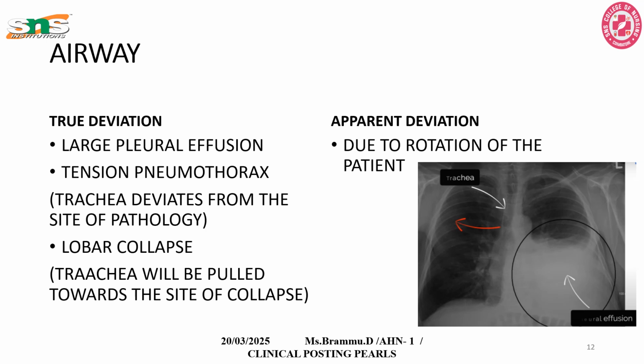In large pleural effusion and tension pneumothorax, the trachea always deviates away from the site of pathology. For example, if the patient has a right-sided lung problem, the trachea will be deviated towards the left. Listen very clearly. And in case of a lobar collapse, the trachea will be pulled towards the site of collapse, the affected area.